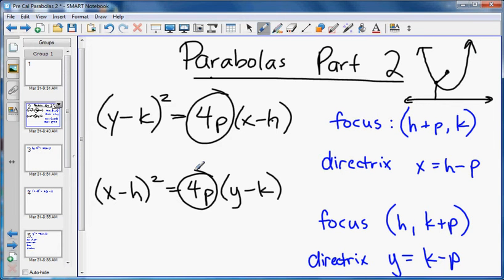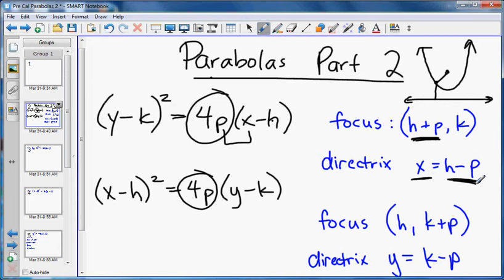In this top one, P is next to the X, so we add P to the X value of the vertex to get the focus point. And we have X equals, again, because it's paired with X, and we subtract P from the X value of the vertex to get that.